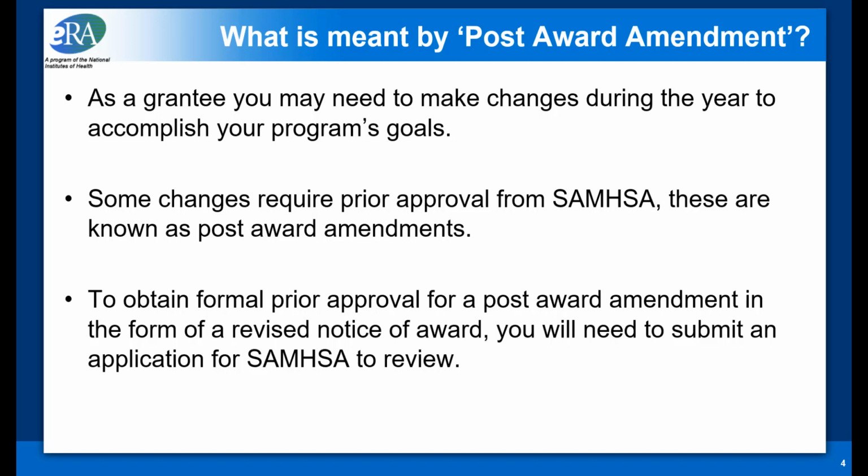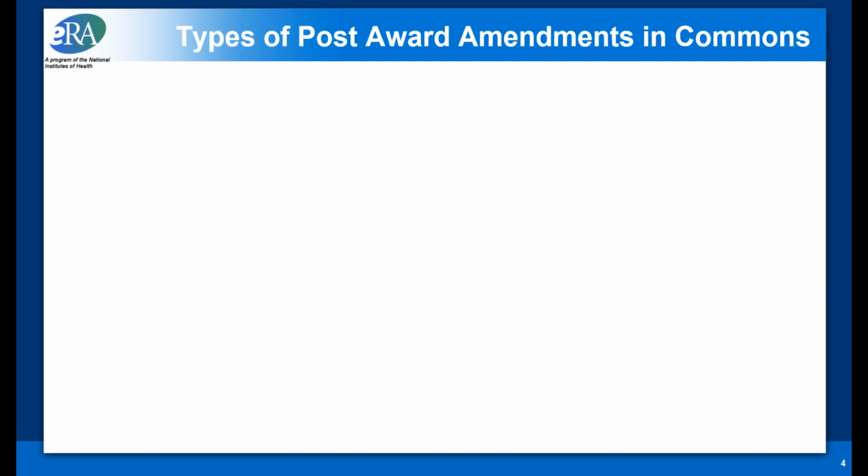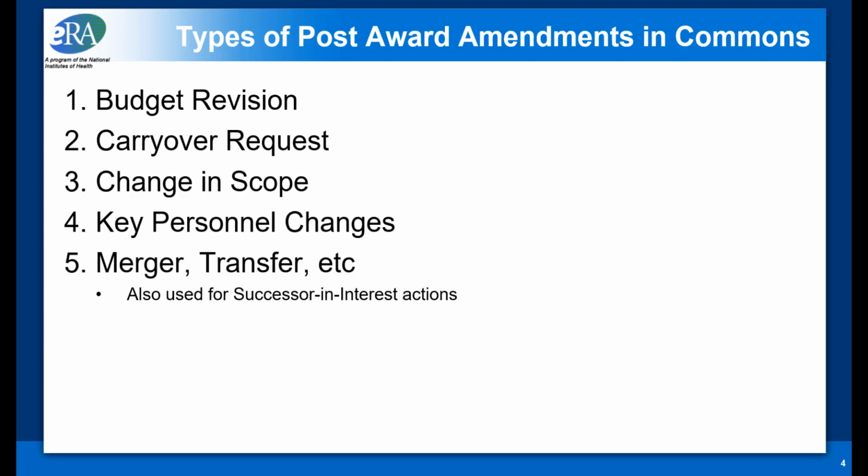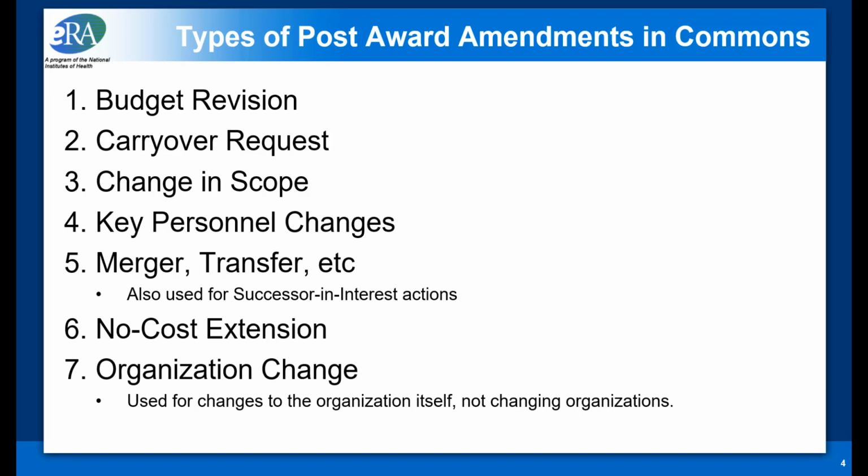SAMHSA has several types of post-award amendments that require formal prior approval. They are divided into these 7 categories in the ERA system: budget revision, carryover request, change in scope, key personnel changes, merger, transfer, etc., which is also used for successor and interest actions, no cost extensions, and organization change, which is used for changes in your organizational information, not changes of the organization itself.